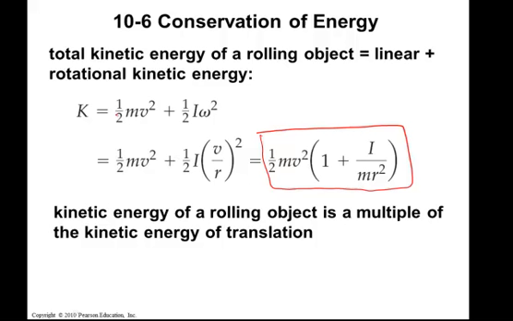So the kinetic energy of a rotating object is a multiple of the kinetic energy, so here, this regular kinetic energy, plus then we have this multiple. And there are some problems where you have to find the kinetic energy. I think it's called kinetic energy of a rotating wheel.